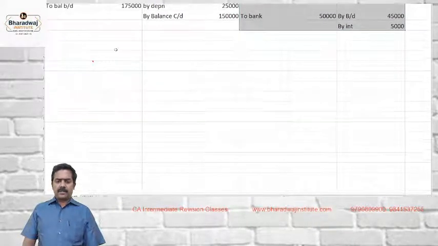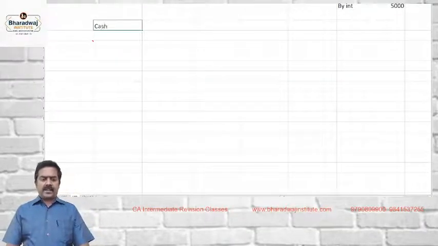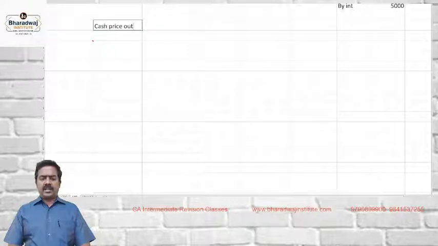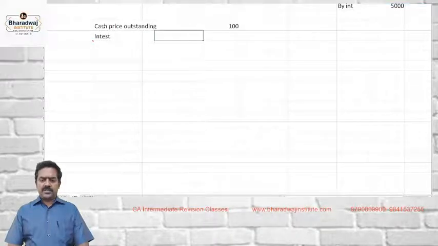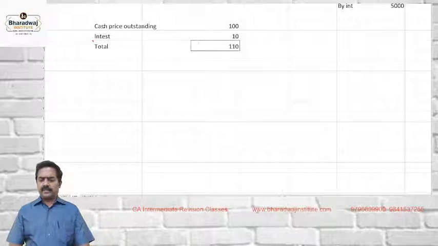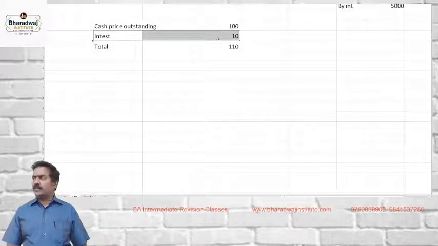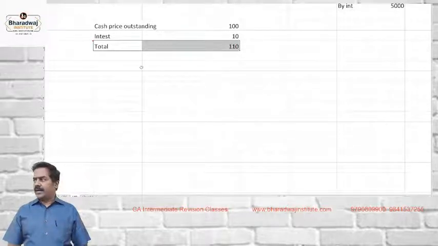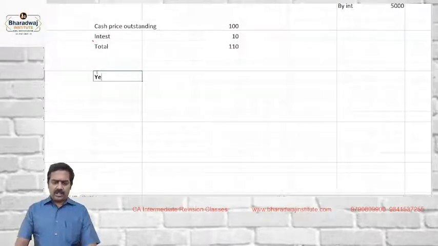Pay attention. If cash price outstanding is 100, interest component charged will be 10. So total will include what? 110. Here, if cash price outstanding is 100, we charge what? An interest of 10. What is the total? 110. Now, in this problem, we cannot work forward. You have to work what? Reverse. Okay. So let us go with year.